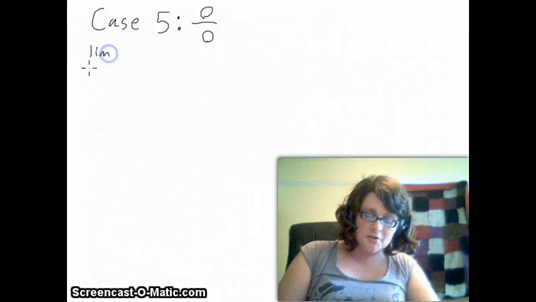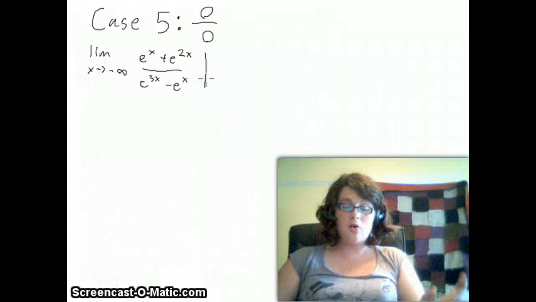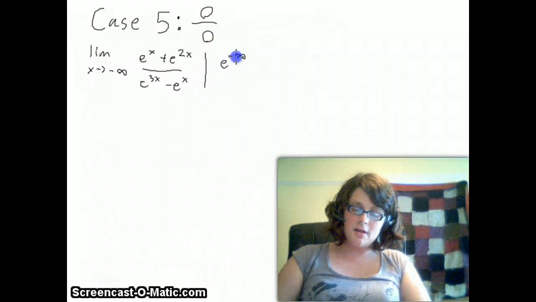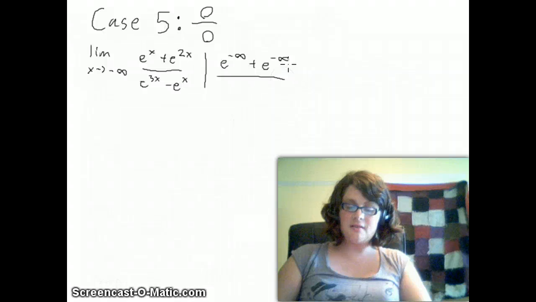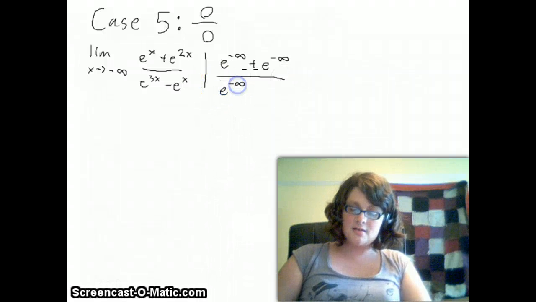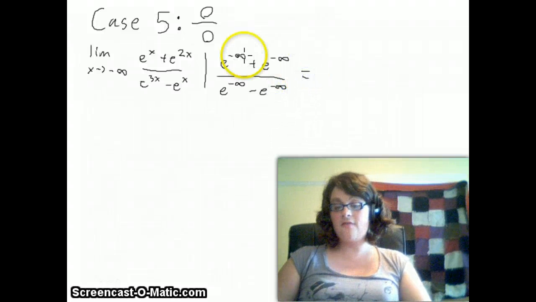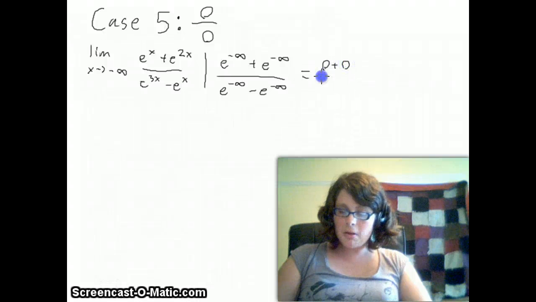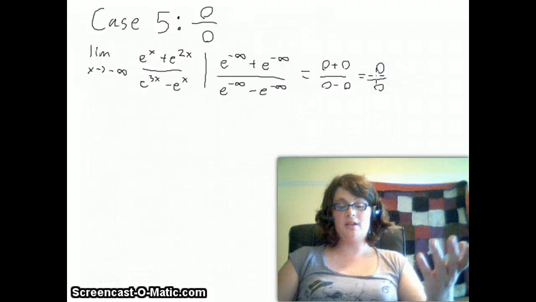So to see an example of how this works, I'm going to do the limit as x goes to negative infinity, e to the x, plus e to the 2x, all over e to the 3x, minus e to the x. Now the first thing we're going to do, of course, is to plug in. We plug in negative infinity, we get e to the minus infinity. 2 times minus infinity is still minus infinity. So we still have an e to the minus infinity. 3 times minus infinity is still minus infinity, and e to the minus infinity is the last one there. So e to the minus infinity gives you 0, so really this is 0 plus 0 over 0 minus 0, which is 0 over 0, which gives you case 5.